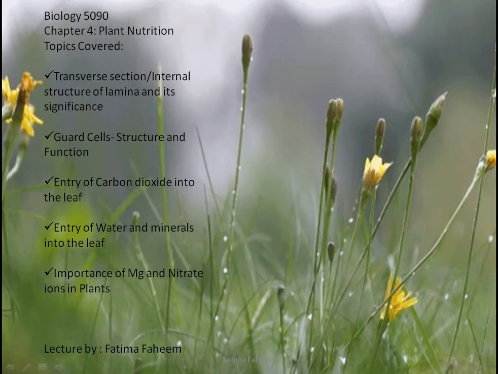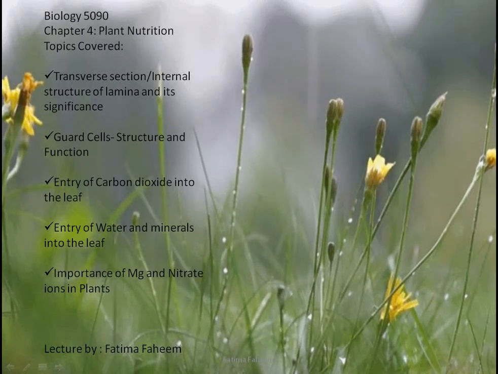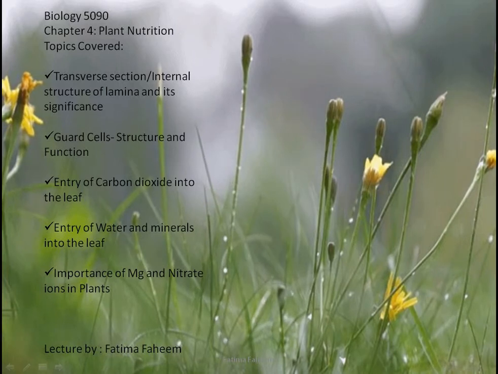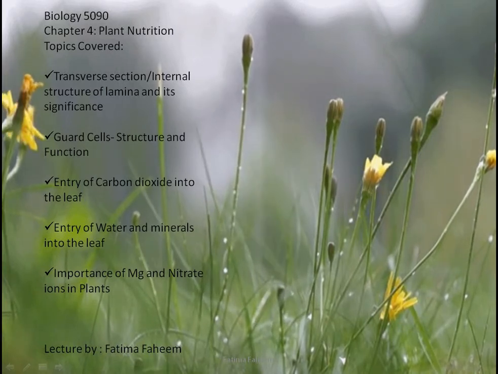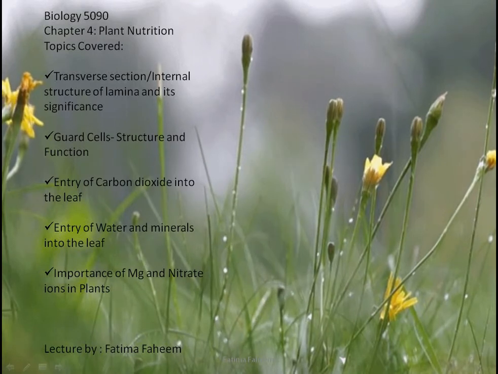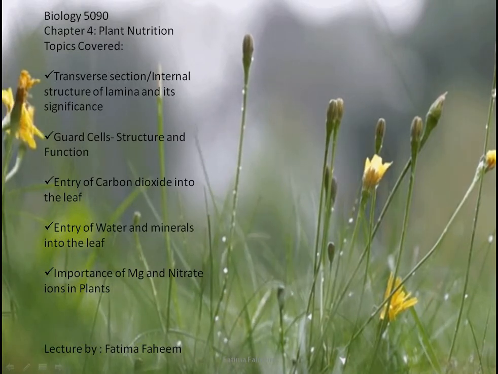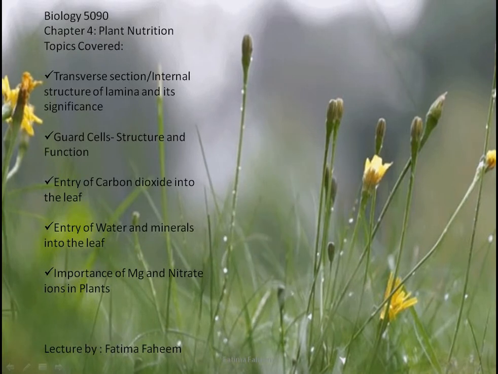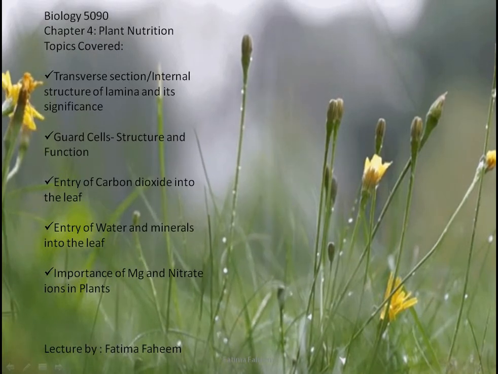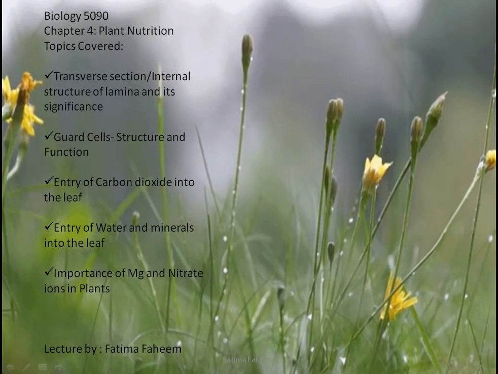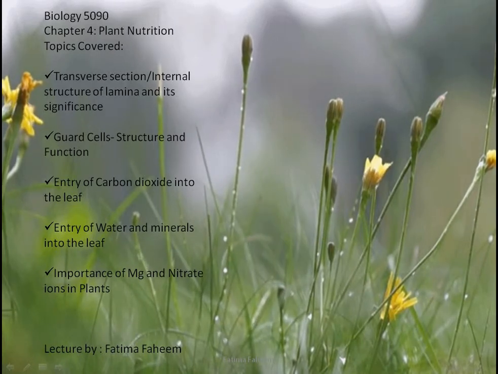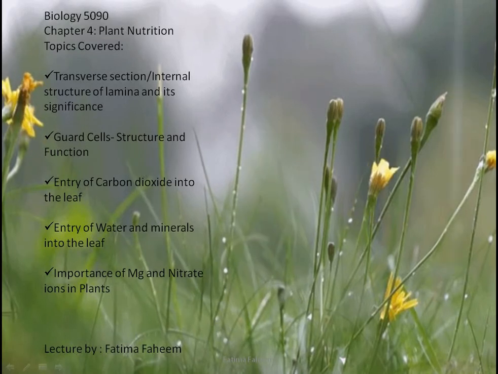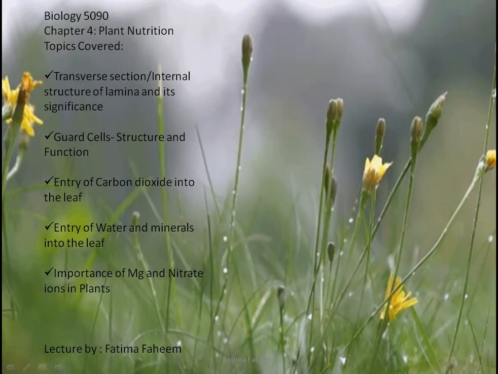Students, this is chapter number 4, plant nutrition, and in today's lesson we have to see the transverse section or TS of the lamina or leaf. We call it the internal structure of lamina or leaf. Then we'll see the structure and function of guard cells, though we know a little about it, but let's discuss it in detail. Then we will see how carbon dioxide, water and mineral ions or mineral salts reach the leaf.